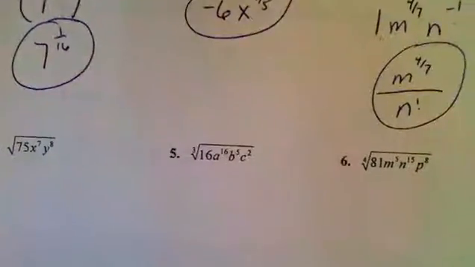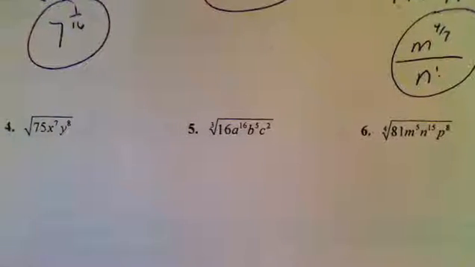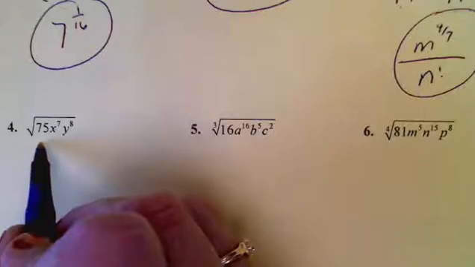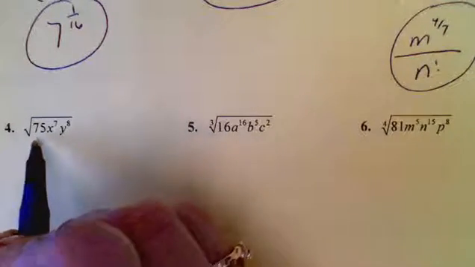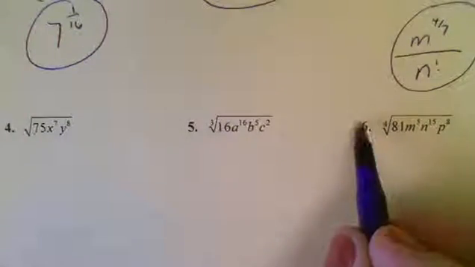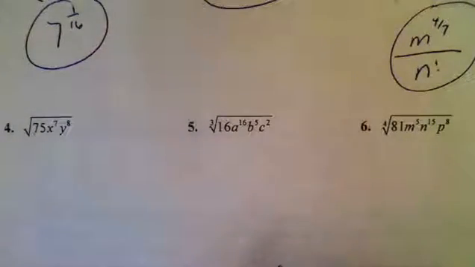All right, 4 through 6. These are radicals that you need to simplify. So with these, I don't want you to put them in exponential form. I want you to simplify them. So what you need to do is look at, first of all, what roots you're doing. I have a square root, a cubed root, and a 4th root. So you have an example of each.